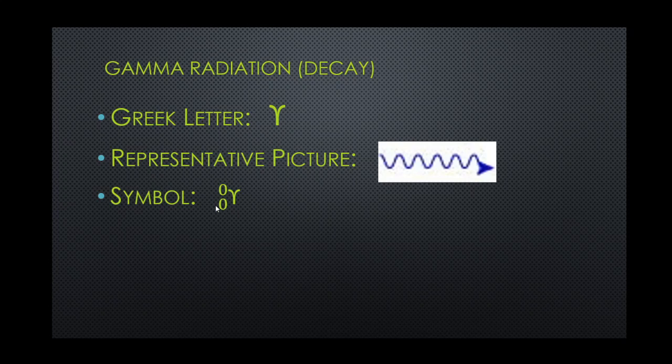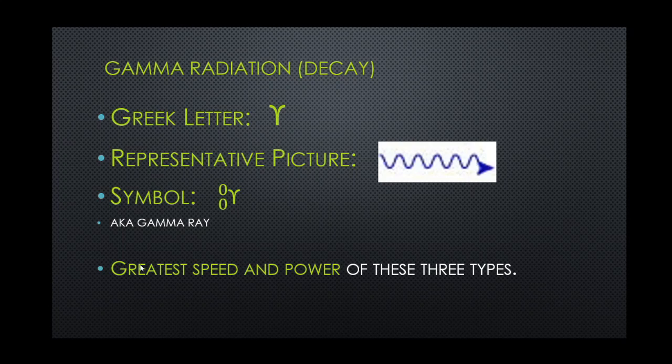And the symbol we write, you know how we had the helium, we had the electron, now we have gamma. And gamma has no mass and it has no protons. It is just a wavelength, okay? And it's called a gamma ray, okay? It has the greatest speed and power of all 3 types of radiation decay, okay?